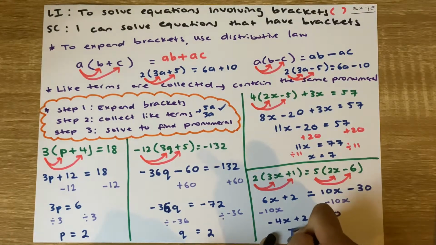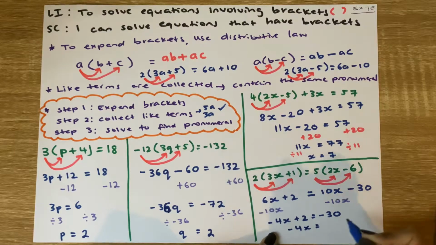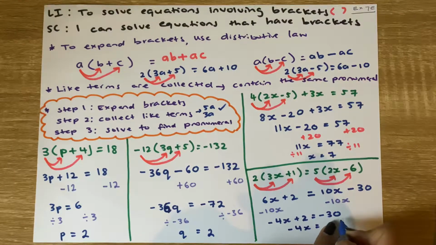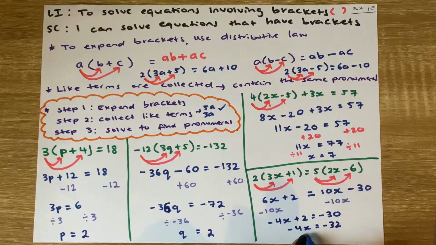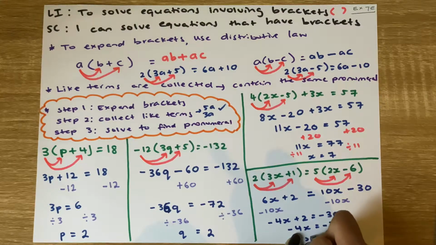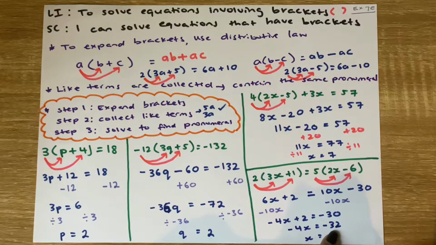So I'm going to be left with negative 4x equals negative 30 take away 2, which is negative 32. And then I have to get rid of my negative 4. So to get rid of my negative 4, I have to divide both sides by negative 4. So x is going to equal negative 32 divided by negative 4, which is equal to 8. So my final answer is x equals 8.